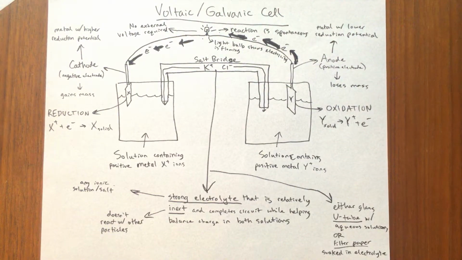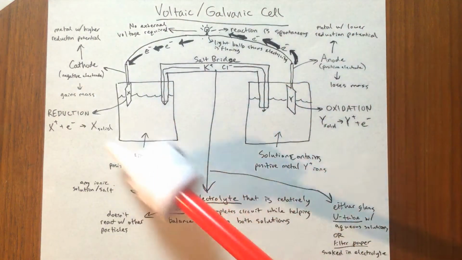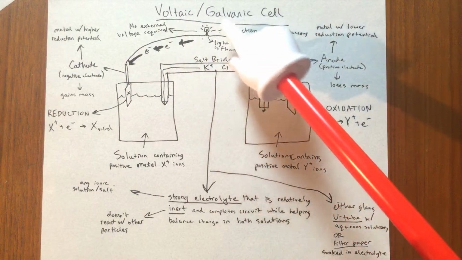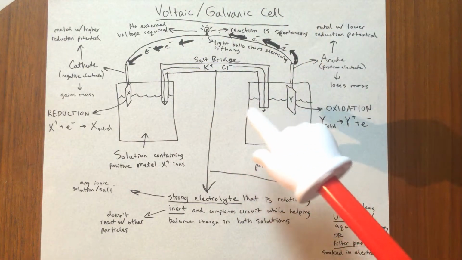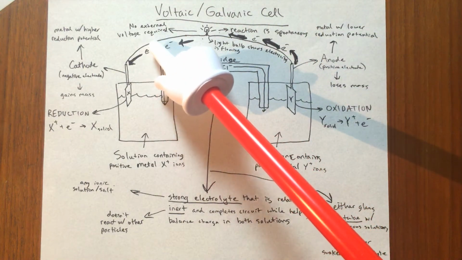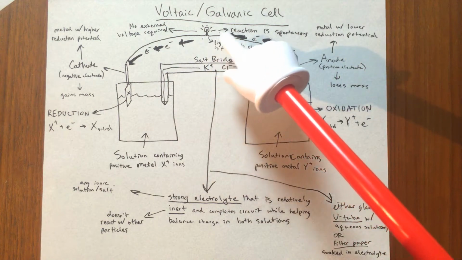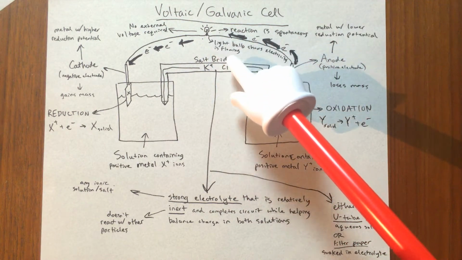Hey guys, this video is just going to basically be me explaining all the crazy stuff happening in this diagram of a voltaic or galvanic cell. So first off, you can see that there's no external voltage required. We don't have a battery or something like this charging the whole reaction. We just have a light bulb that shows that it's going on.